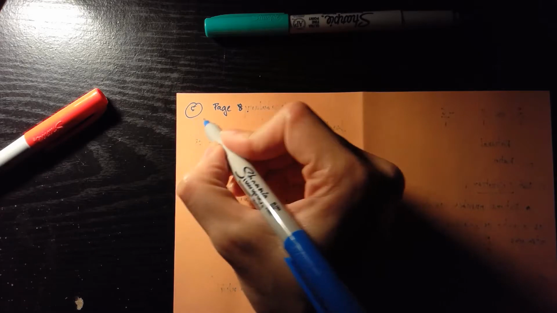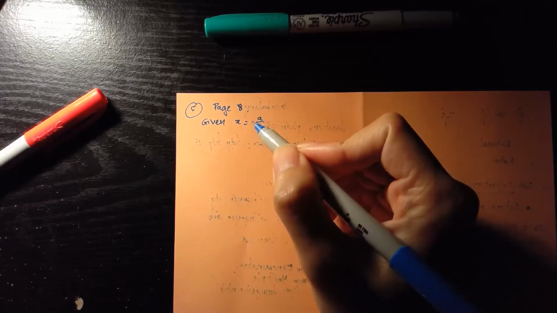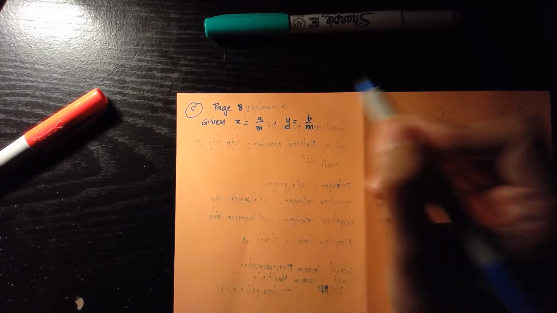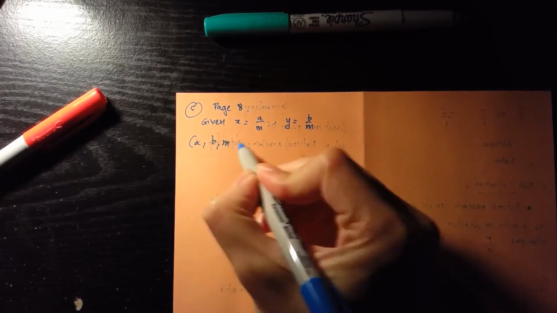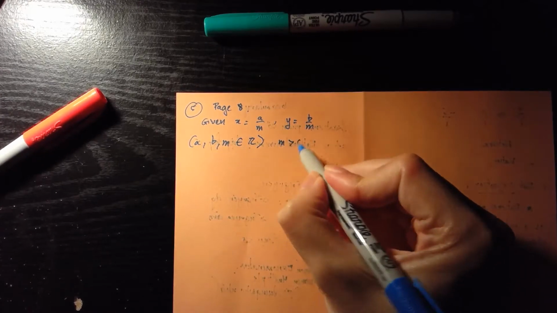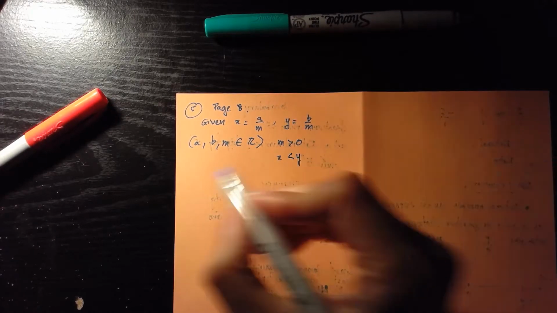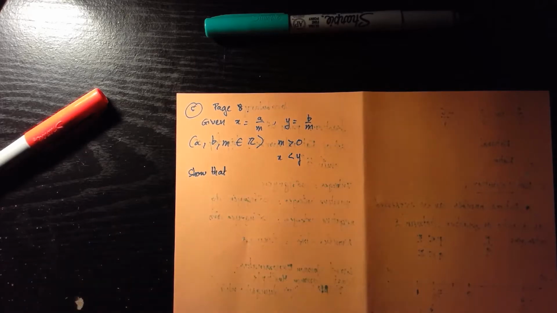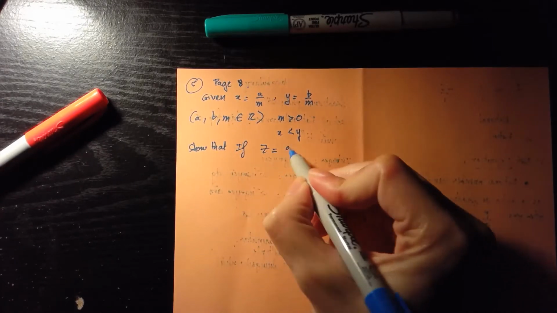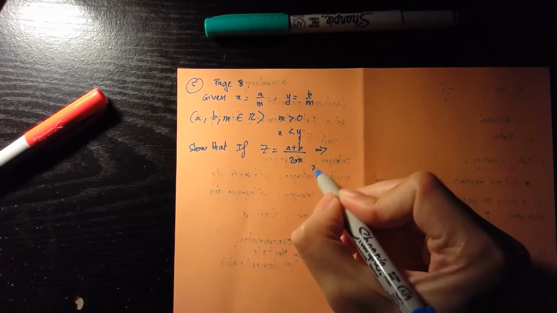Okay, given x equal a over m, y equal b over m, and a, b, m is an element of integers with m greater than 0. It means m is a positive integer. Okay, and x less than y. So that if z equal a plus b over 2m, it implies x less than z less than y.